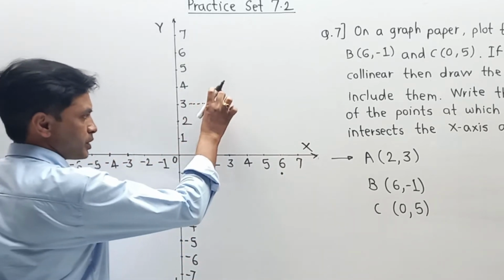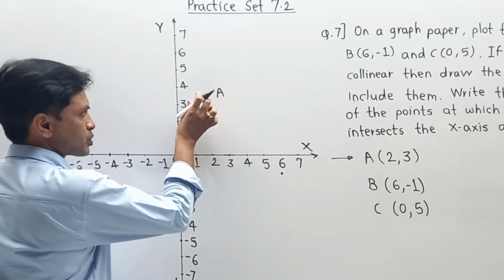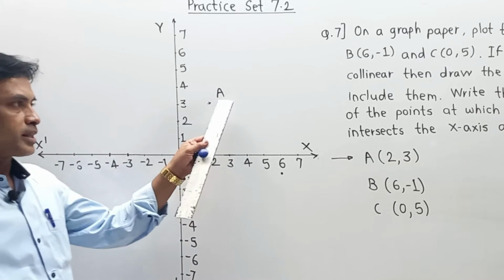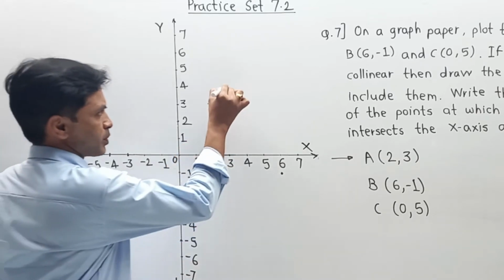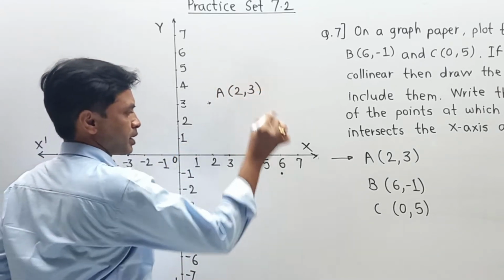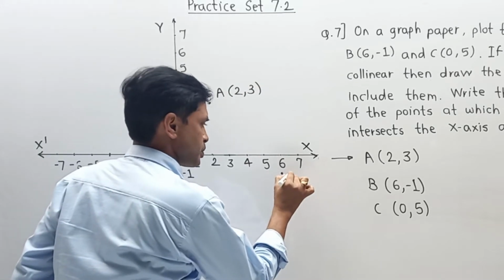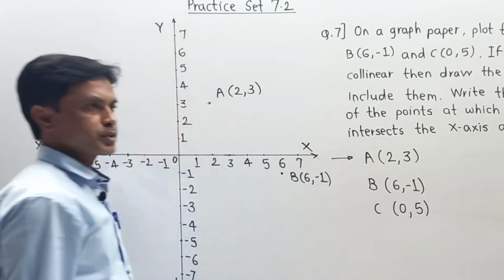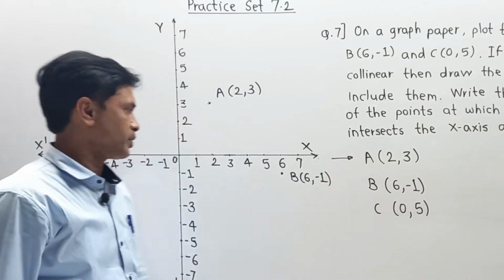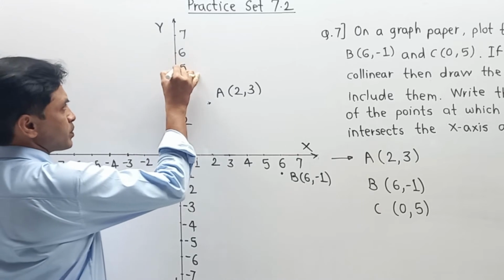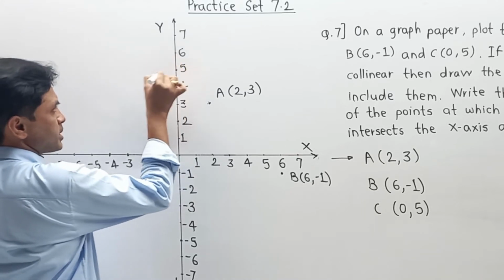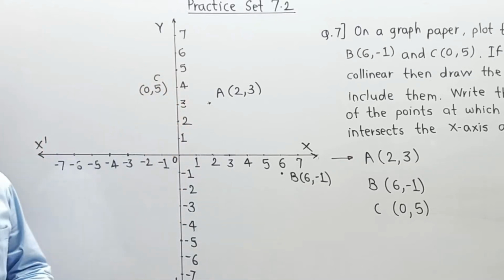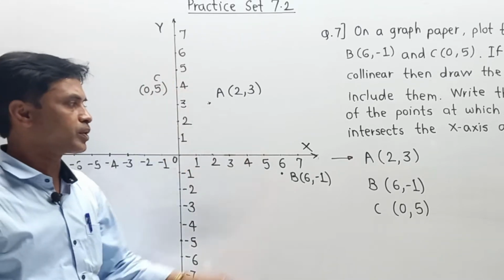Now I am going to erase this additional part that I have drawn so that I can focus only on the main points. So A, that is (2, 3), which is given over here. B, this is (6, -1). And the next point is C (0, 5). X is 0 and y is 5. So here point C is (0, 5). Now we have to cross check whether all these 3 points are collinear or not.